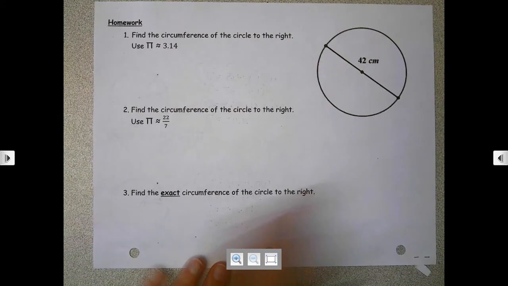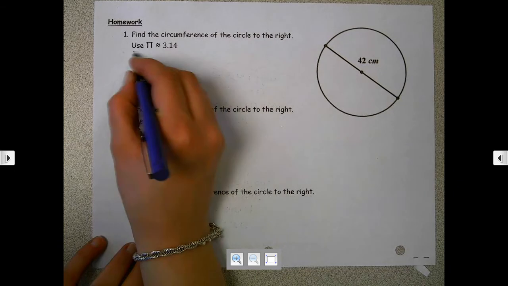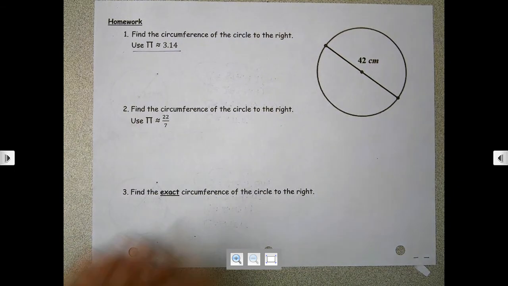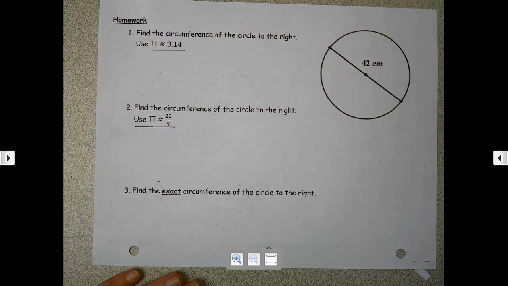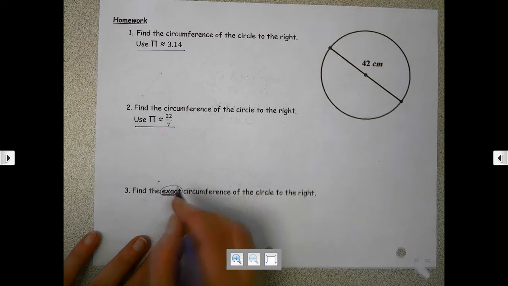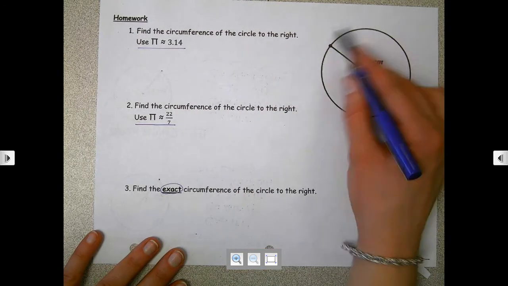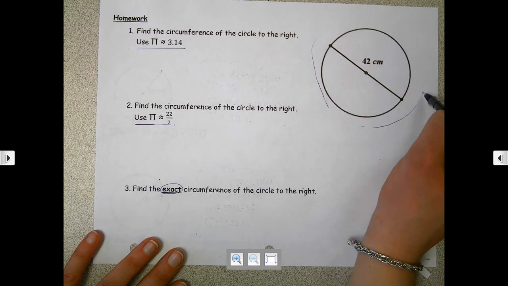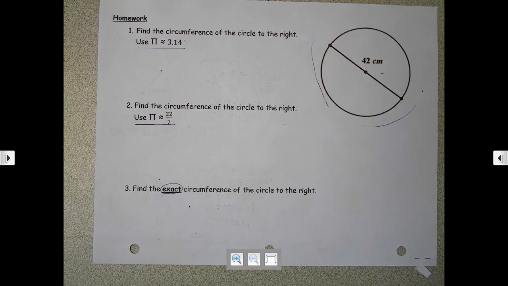All right, go ahead and flip it over. All right, tonight what I would like you to do is try these 3 questions on your own. You're first going to use pi is approximately 3.14. Then you're going to use pi is approximately 22/7, and then your exact. Now you are finding the circumference of this circle right here. You're going to use this circle for all 3 questions. Be ready to discuss this in class tomorrow.